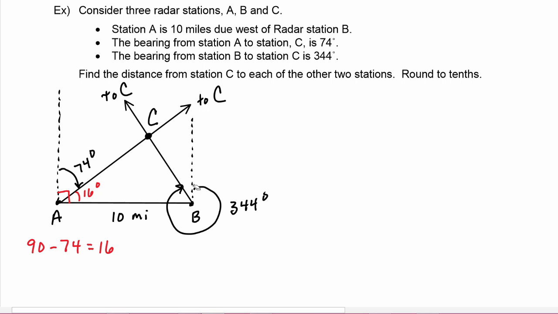Now, over here, we'd like to know what this angle in the triangle is. We know that rotating all the way around to here would be 344 degrees. We know that rotating to here would be 270 degrees. So if we take 344 minus 270, we find out that we have 74 degrees, and that's this angle right here.